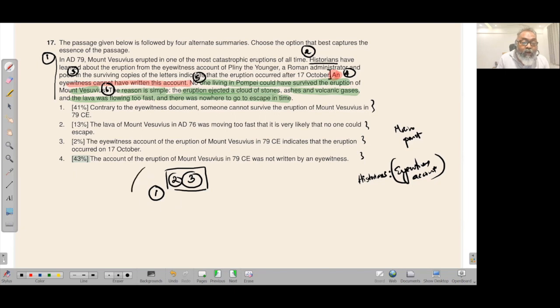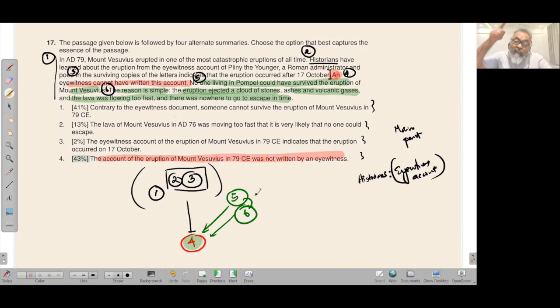And now the author says, look, this is wrong. You've got something wrong because the eyewitness could not have given the account. Why? Because now he is giving reasons to support this claim. Nobody could have survived, and the reason is simple, because of this. Therefore, you would want to see this particular sentence: the account of the eruption of Mount Vesuvius was not written by an eyewitness. That is the point. That is why answer choice 4 is the right answer choice.